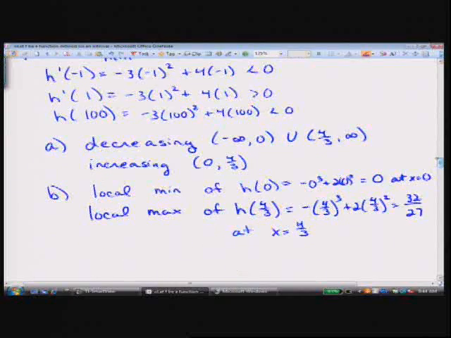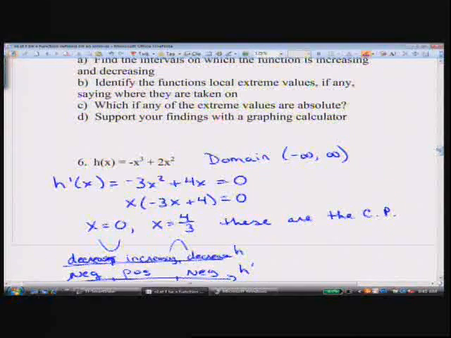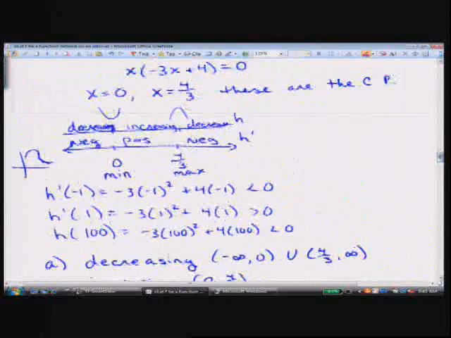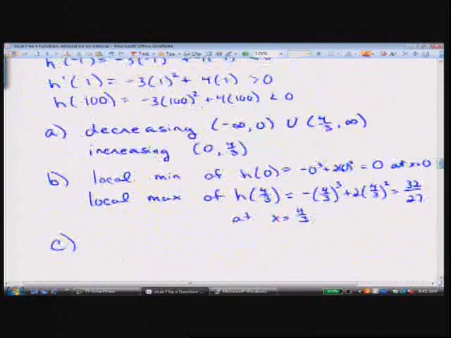Okay? And then, is that C? We have to decide which, if any, of the extreme values are absolute. Now, these are both local. Can anyone argue why they're local? Your domain is from negative infinity to positive infinity, so you're going to be able to find a more negative x that will make it really, really high, and a more positive x that will make it really, really low. So these are just local. So no absolute extrema because of the domain.